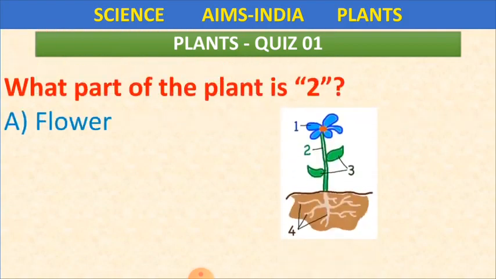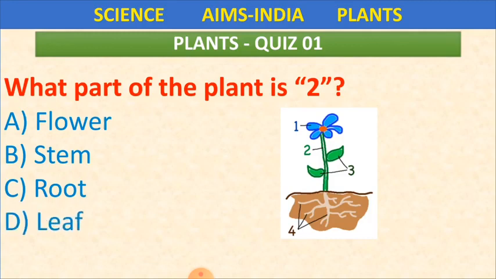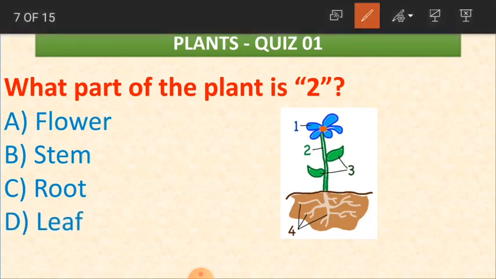Okay. Now we'll go for the second question. What part of the plant is two? So here this one, two. What did we call it, children? It is above the soil. And with the help of this part, we are having flowers, we are getting leaves. So what is this part called? Is it a flower, stem, root or leaf? Yes, it is stem. Good.